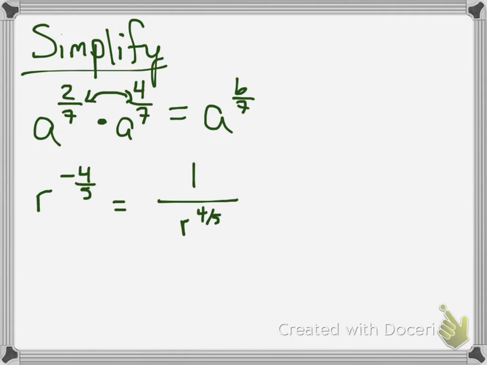Now, if I ask you to do that in radical form, then you would have to tell me this is the 5th root of r to the 4th power. You can get something like that if I ask you to do it in radical form. So you're going to have to make sure you pay attention to how I'm asking you to give me the answer.